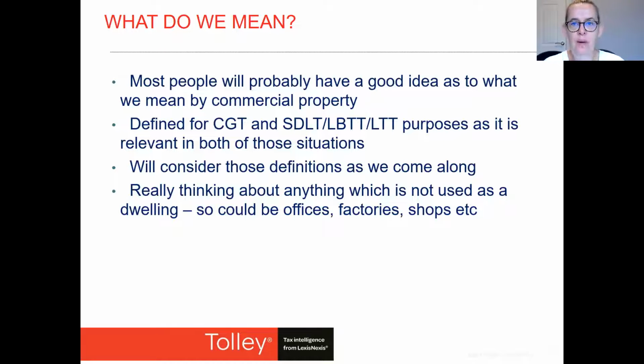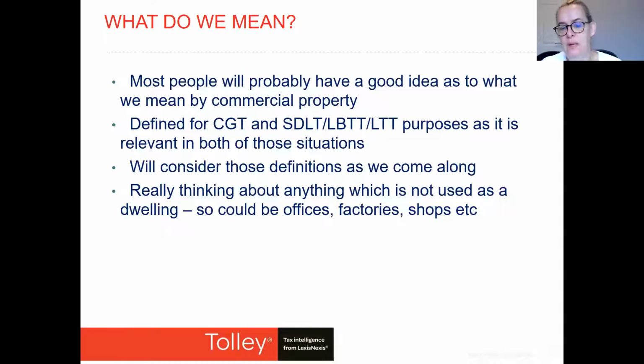And so I suppose the question is why are we talking about commercial property in isolation to a general property update. And obviously, if we were talking about general property, if I was doing a property tax update, I would be covering some of the same issues. There is overlap between the different topics.